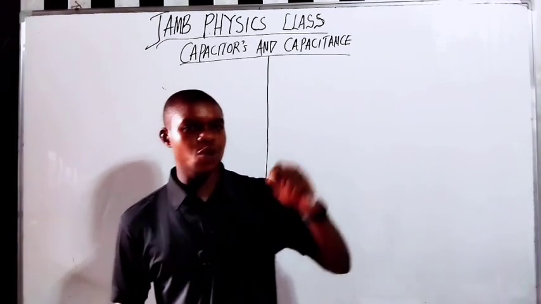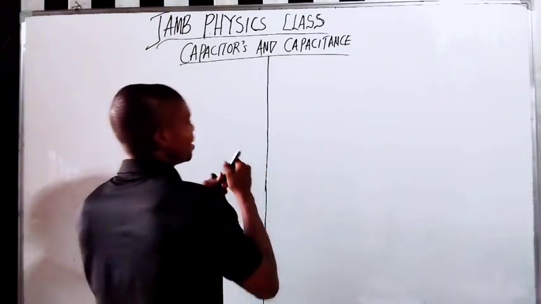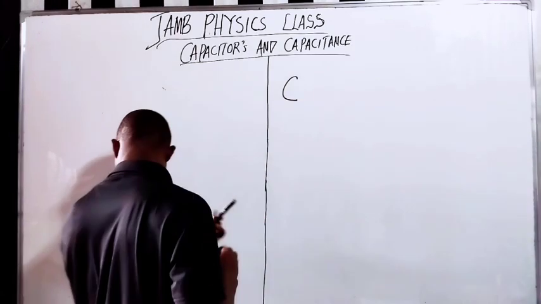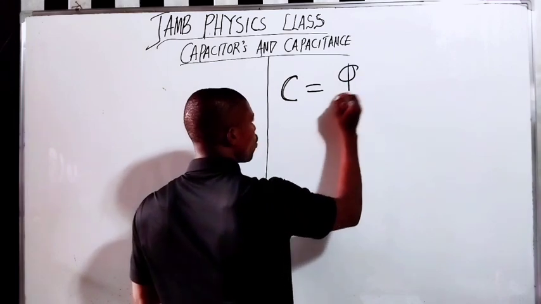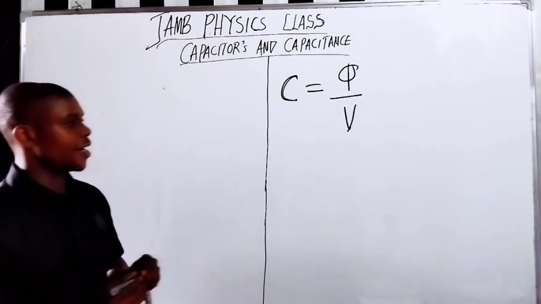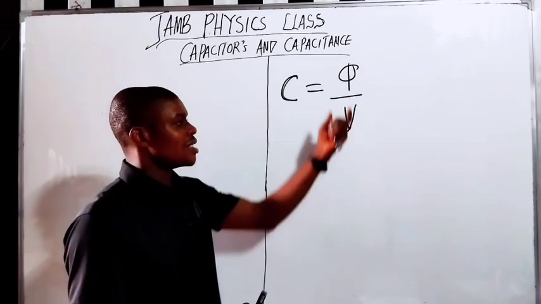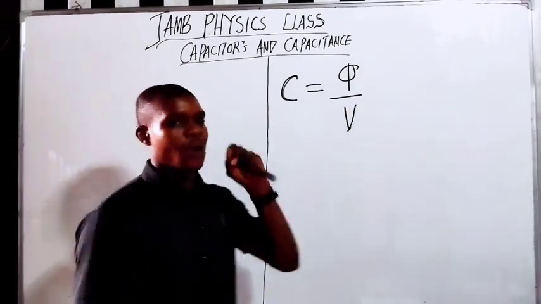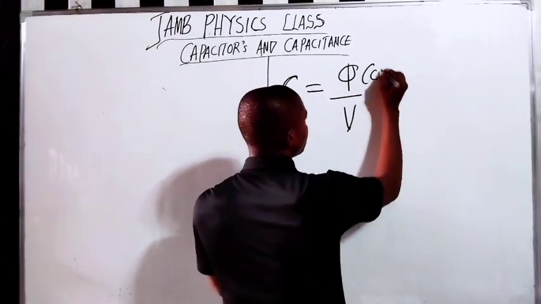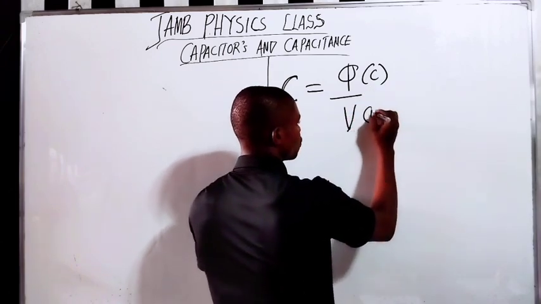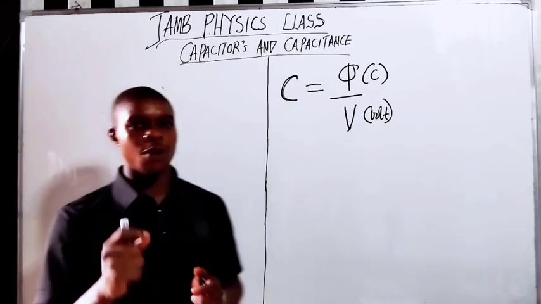So a capacitor is a device to store electrical charges, right? Then the capacitance is C equals Q over V, where Q is the quantity of charge stored in the capacitor and V is the potential difference. This is called capacitance. The unit of charge is coulombs, the unit of potential difference is volts, and the unit of capacitance is farads.